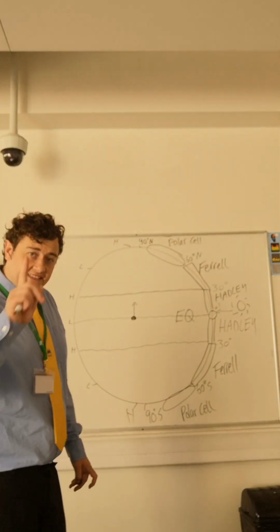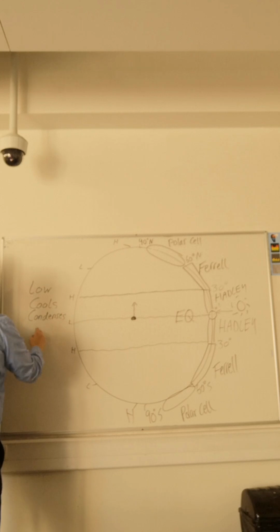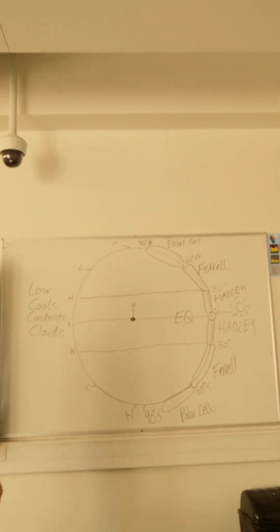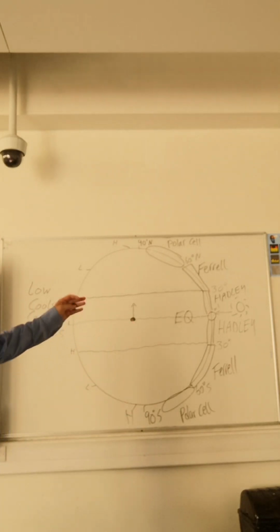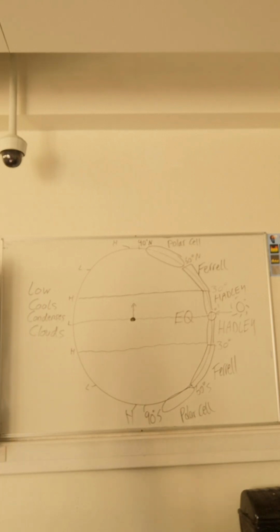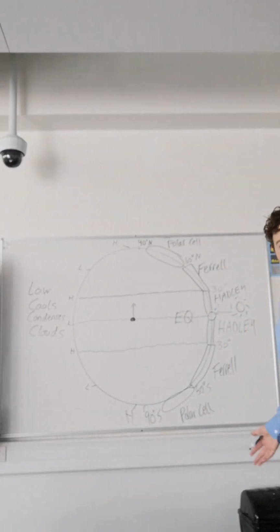So as it rises, it does 3 things. At low pressure, you get cooling, condensing, and therefore you get clouds. So low pressure, it cools, condenses, clouds. Feel free, by the way, to do this along with me if it helps. So low pressure, you get cooling, you get condensing, you get clouds. Okay? Therefore, if you get clouds, what else do you get with that? You're going to get rain.